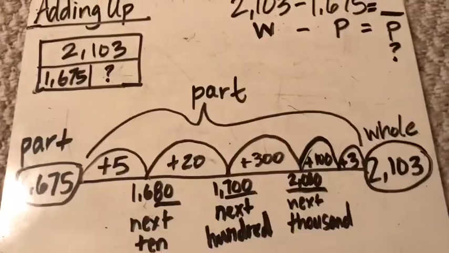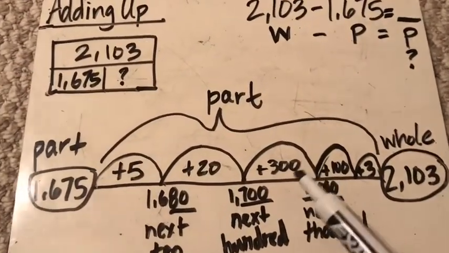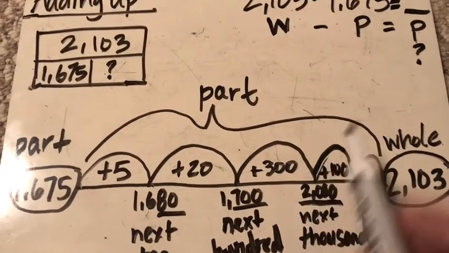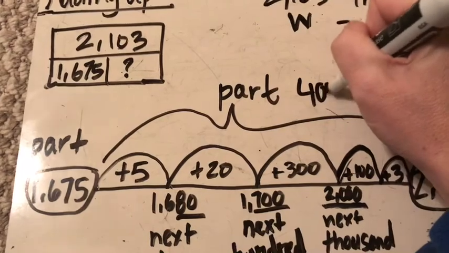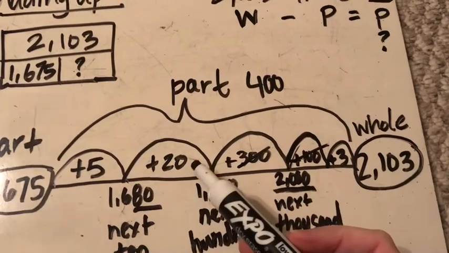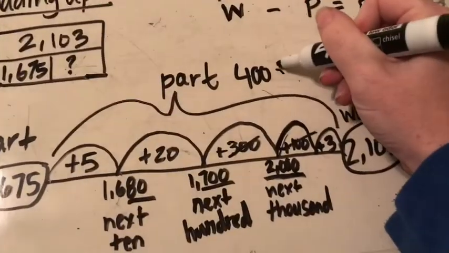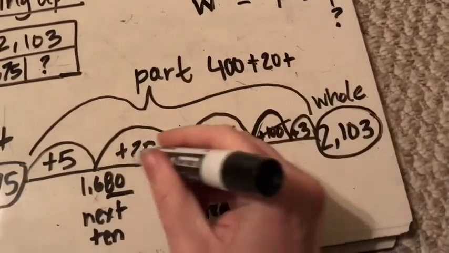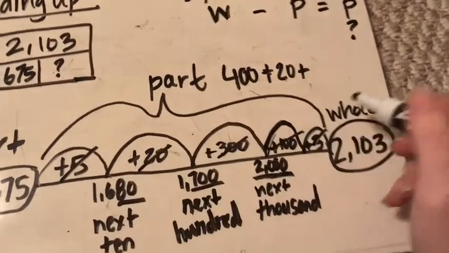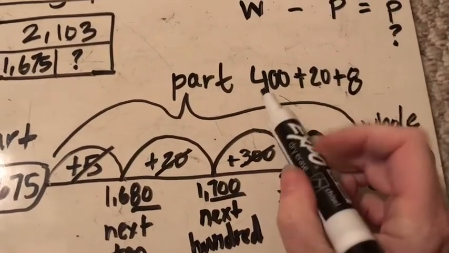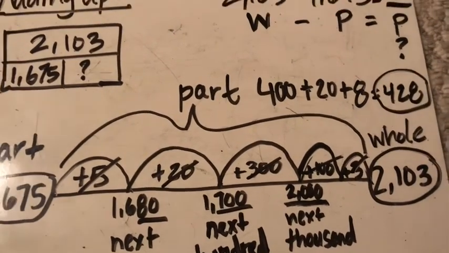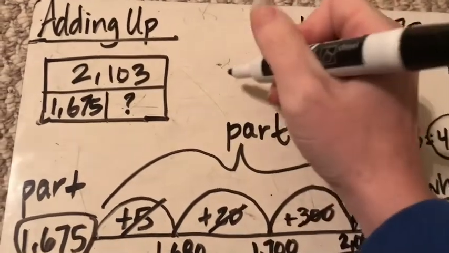So when I'm putting these parts together, I like to put like things together first. So if I have 300 and 100, I know that that's 400. And that's together now. I don't have to worry about that anymore. And then I'm going to look for any multiples of 10. So I got 20, but I don't see any other 10s. And then I see 5 and I see 3. That's 5, 6, 7, 8. 400 plus 20 plus 8 equals 428.